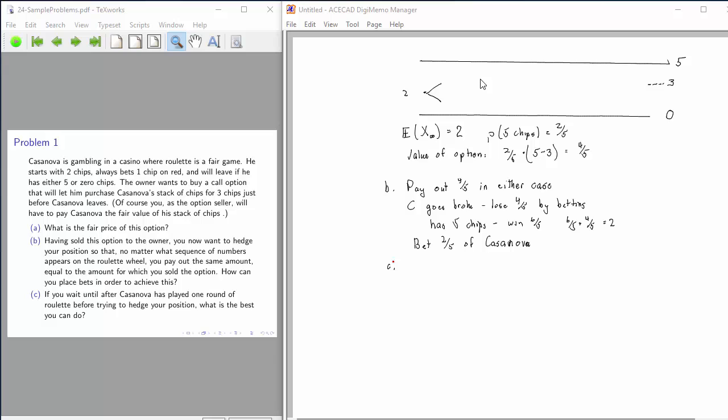Now, you could wait until Casanova has played the first round, in which case he either has 3 chips or 1 chip. If he wins, so that he has 3 chips, then the situation is very similar, except now the probability that he will end up with 5 chips has to be 3/5 in order to make the expectation constant. And what you do is bet 3/5 of his bet.